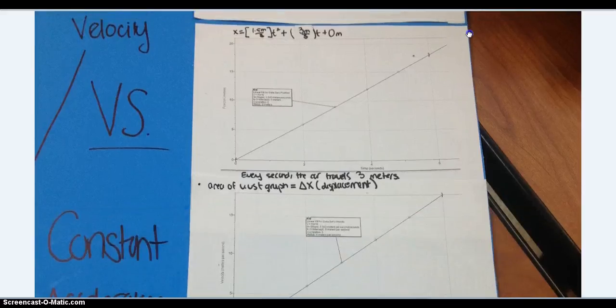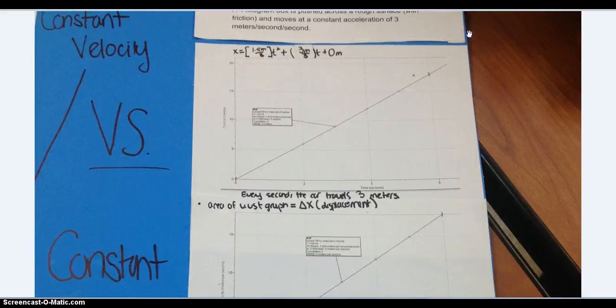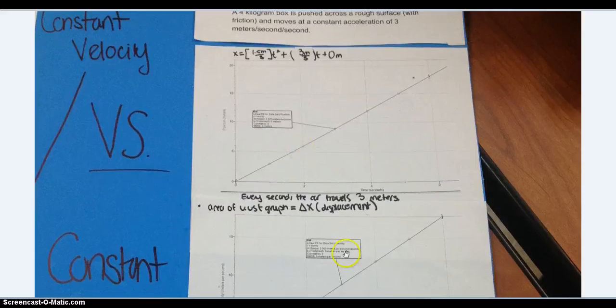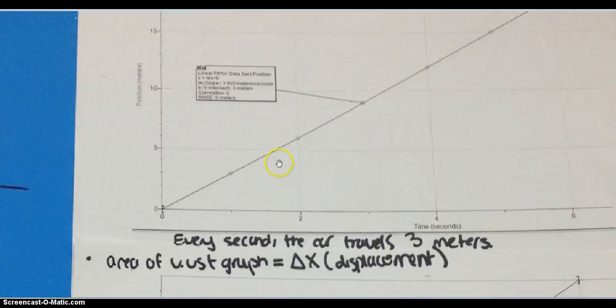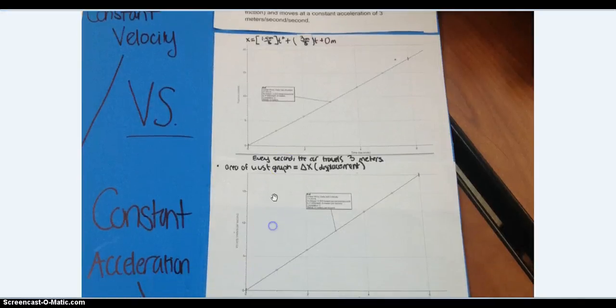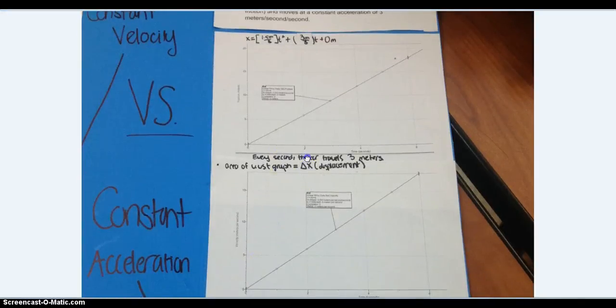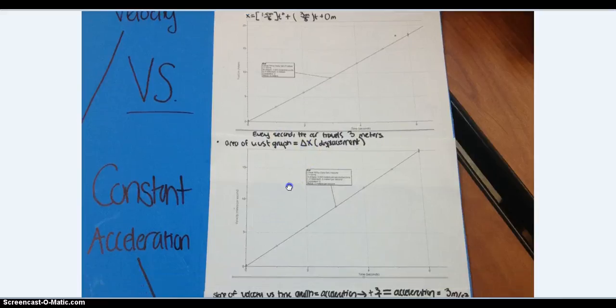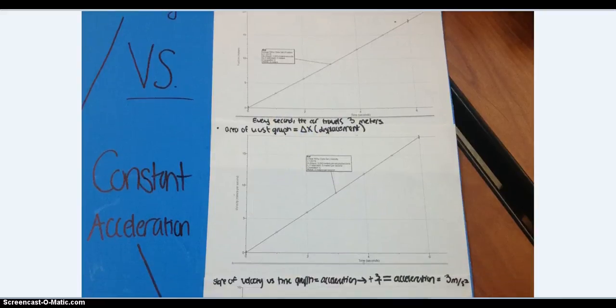Now, the position versus time graph is shown here with the slope being 3 meters per second. So we have 3 meters at 1 second, 6 meters at 2 seconds, and 9 meters at 3 seconds. Pretty clear. So every second the box travels 3 more meters. And the area of this velocity versus time graph, I told you, is equal to displacement.